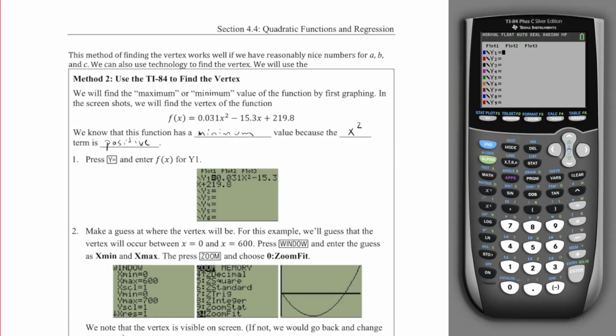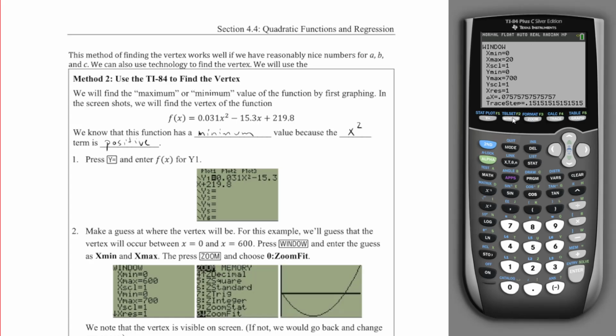So my y1, I'm going to say 0.0, I'm going to copy my function exactly, 0.031x squared minus 15.3x plus 219.8.